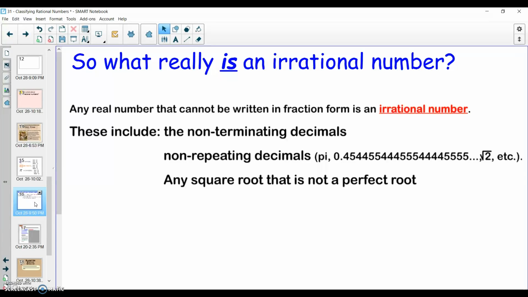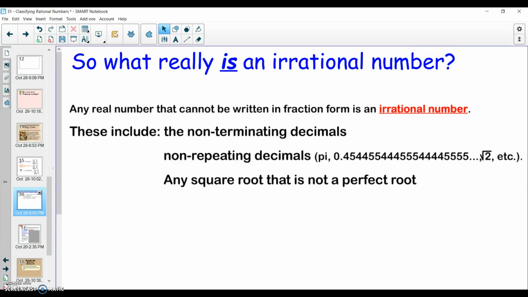So you think about our perfect squares: 1, 4, 9, 16, 25, 36, 49, because I know that if I take the square root of those, I can get a whole number, because 4 times 4 gets you 16, and 2 times 2 gets you 4. I always think about visually making a square, because I know that the area of a square is one number times itself. So basically any number that's not those would be considered an irrational number.